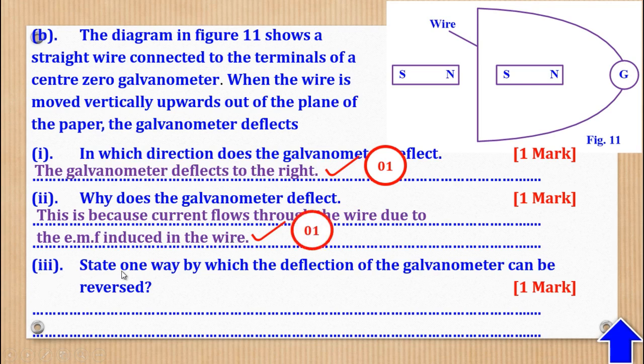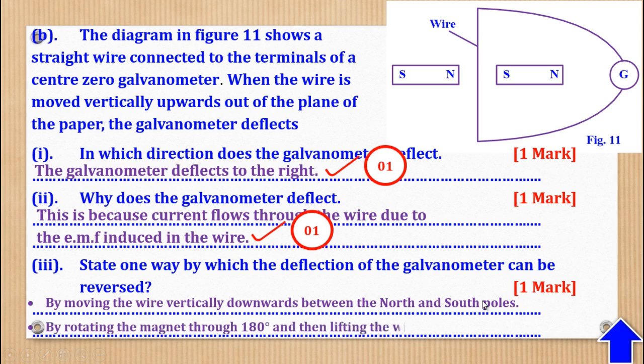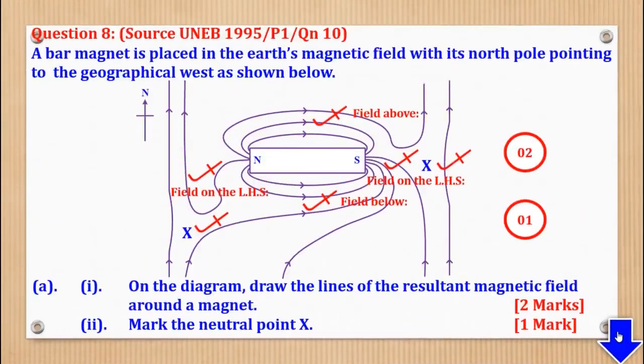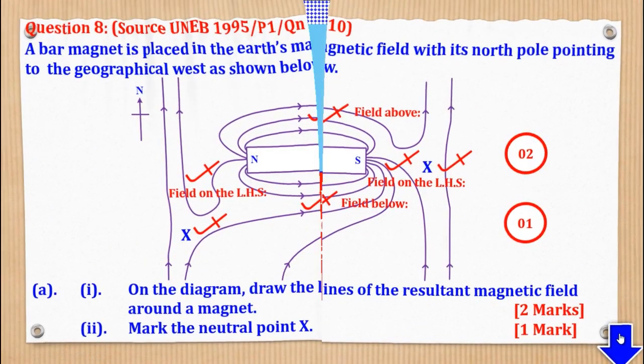Then Roman 3 said, state one way in which the deflection of the galvanometer can be reversed. So one shall say that by moving the wire vertically downwards between the north and south poles. Alternatively, you can also say that by rotating the magnet through 180 degrees and then lifting the wire upwards. So any of the two, you'll be able to get yourself 1 mark. So basically that was question 8.